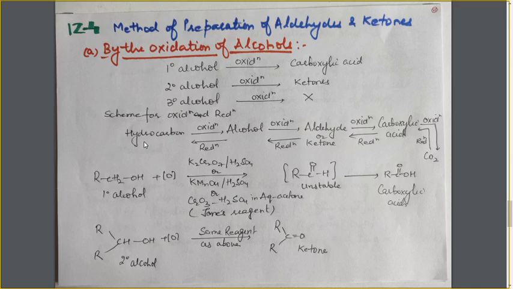For the sequence, if we oxidize the hydrocarbon part, it will first of all convert into alcohol. On further oxidation, it will convert into aldehyde. On further oxidation, it will convert into carboxylic acid.